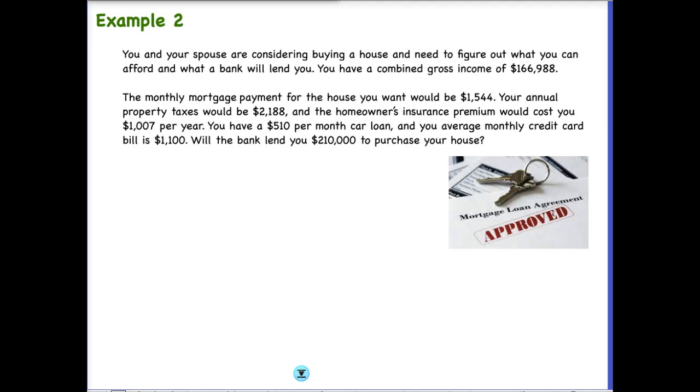So in this example, you and your spouse, maybe you've just gotten married, are considering buying a house, and you need to figure out what you can afford and what a bank will lend you. So just because you wouldn't qualify for one mortgage, that doesn't mean you might not qualify for a lesser mortgage. So together, you guys are doing pretty well. You have a combined gross income of $166,988. The monthly mortgage payment for the house you want will be $1,544.